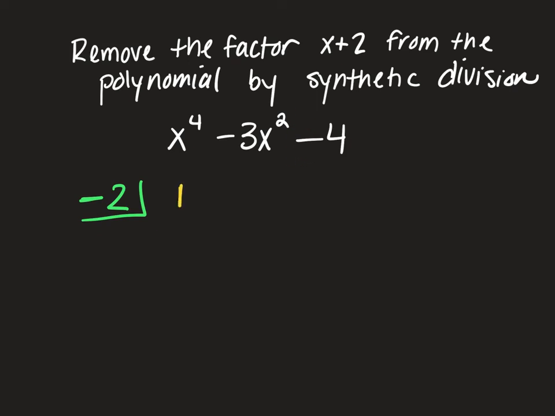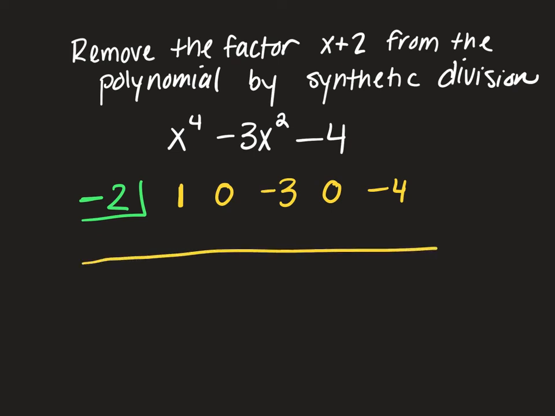So we have 1x to the 4th. There's no x cubed. Negative 3x squared, there is no x, minus 4. So it's important that you fill in these zeros because if not, you're not going to get the correct answer. And then we follow our same process where we bring down our first number, which is a 1. So 1 times negative 2 is negative 2. 0 plus negative 2 is negative 2.